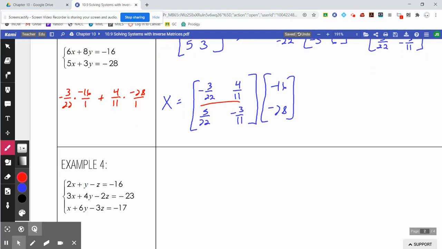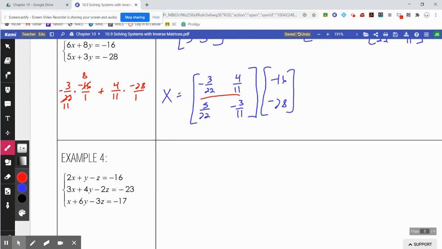We can cross cancel here and here. That's going to give me an 11 and an 8. Here, we can't cross cancel anything over there. So I have now on top a positive 24 over 11. And over here I have a negative 28 times 4 is 112 over 11. When you subtract those two, you get negative 88 over 11, which is negative 8.